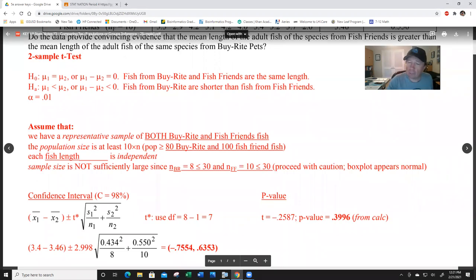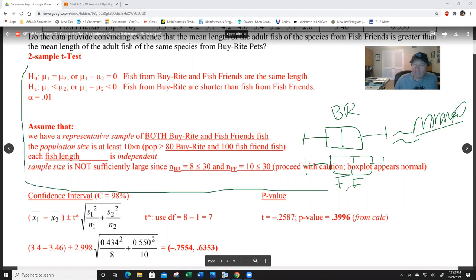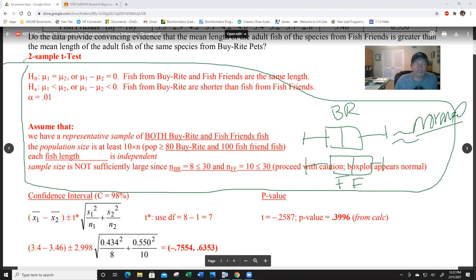What I would do is I would do something like this, right? This was Byrite, okay? And then Fish Friends was a little different, but it wasn't too bad. It was something like that. And I would say Fish Friends, and I would just put the symbol approximately normal. That's what I would do, establish normality, okay? If you have the data, graph it, check that it's normal, okay? So there's step one and step two, pretty easy. Just have to write in plural.